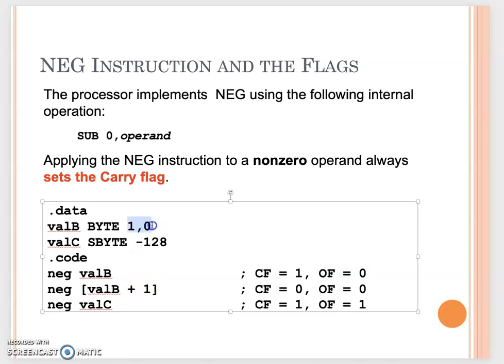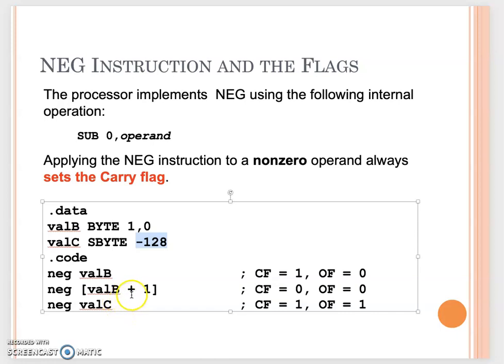So continue, when we work on valB plus 1, it works on the 0. When you NEG 0, because it is a 0 value, the carry flag won't be set. So here you have the carry flag and overflow flag both clear. Then you see the next one, when you have your signed byte, you are working on a negative number. So when you NEG negative 128, it becomes positive 128.